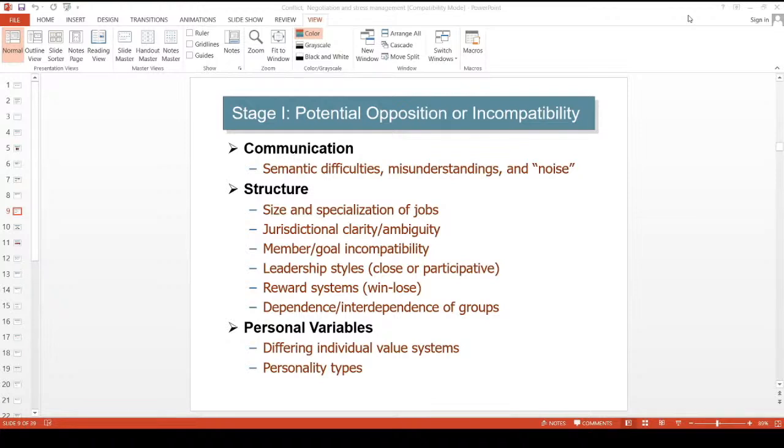Let's discuss about the conflict. There are different stages which constitute a conflict. The first stage is the potential opposition or incompatibility.